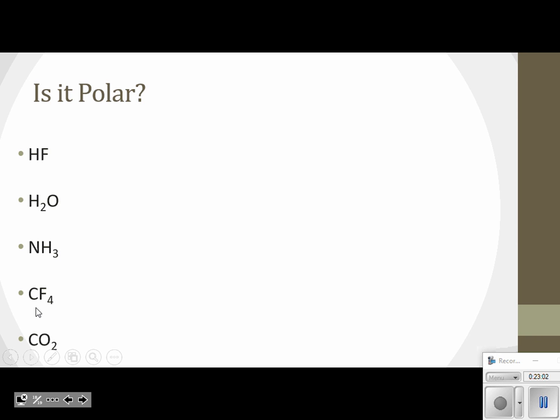What was that? The fluorine obviously is going to win the pull. So if I would draw this, I'd have carbon, and a fluorine here, a fluorine here, a fluorine here, a fluorine here. Is that asymmetrical? No, it's not. So do you think that will be a polar molecule? No, it will not.